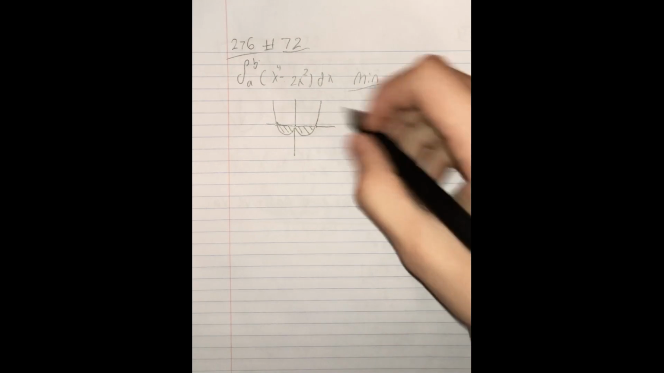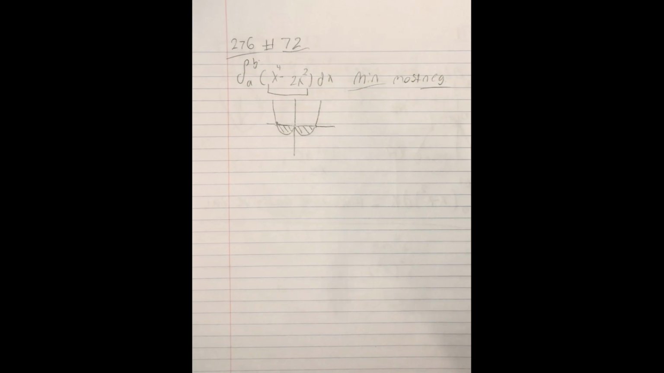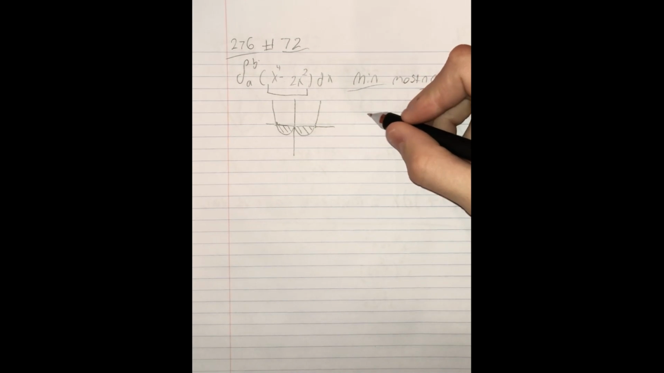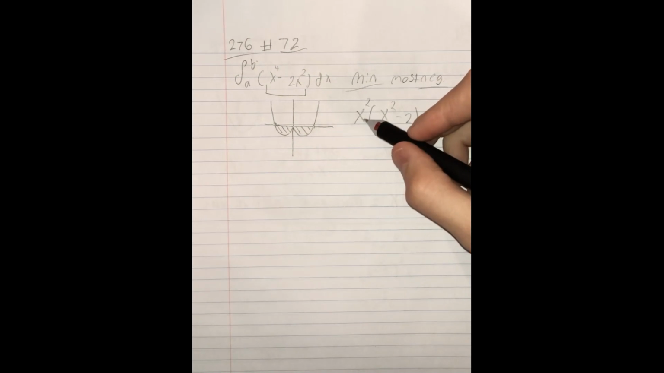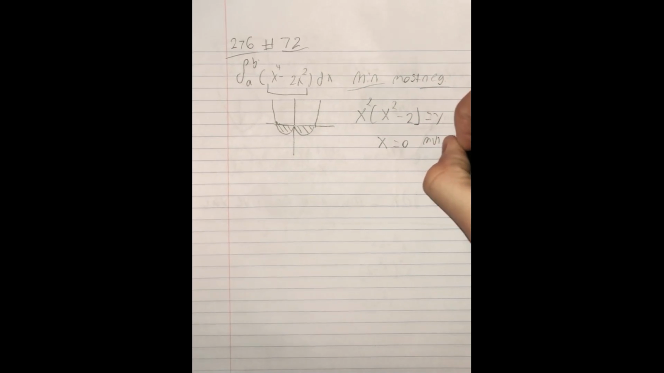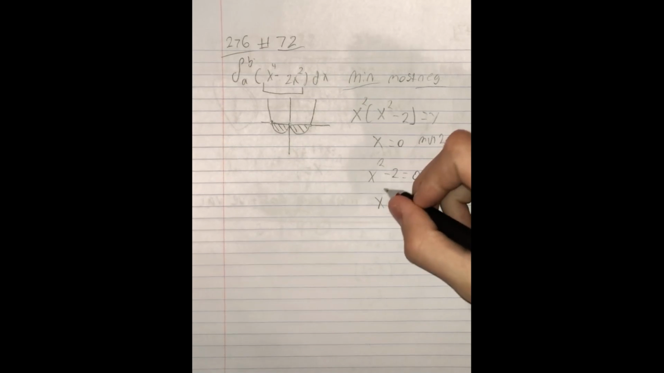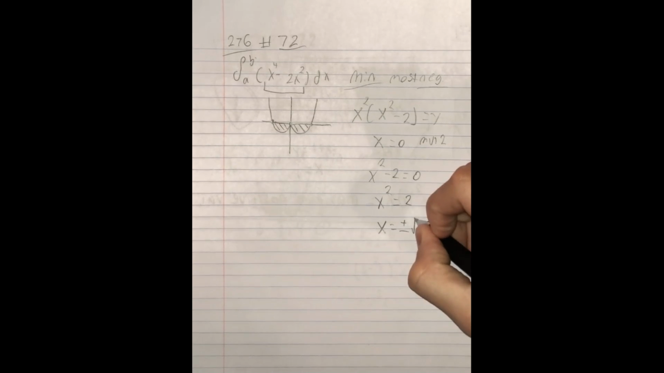Now you're probably asking, what are those bounds? To find that area, we're simply going to factor out and get our zeros for x to the fourth minus 2x squared. So we're going to start off here. We're going to factor out x squared. So x squared times x squared minus 2 equals y. Then x squared equals 0 gives x equals 0 with multiplicity of 2. And we're left with x squared minus 2 equals 0. Solving for that, x squared equals 2. So then x is equal to plus or minus square root of 2.